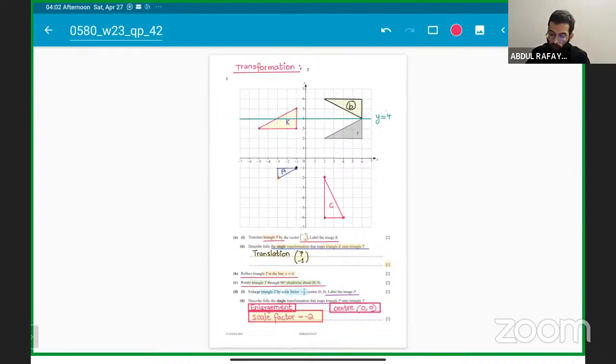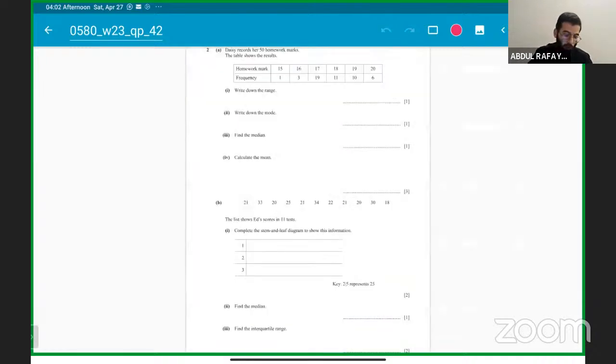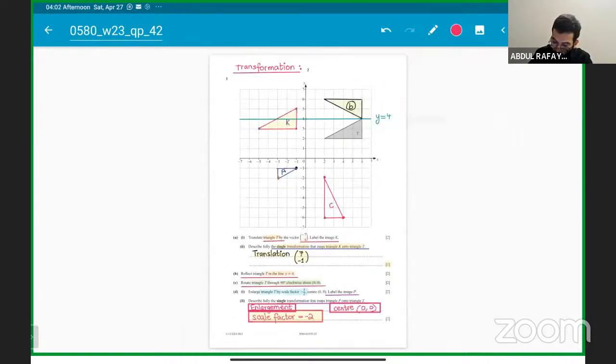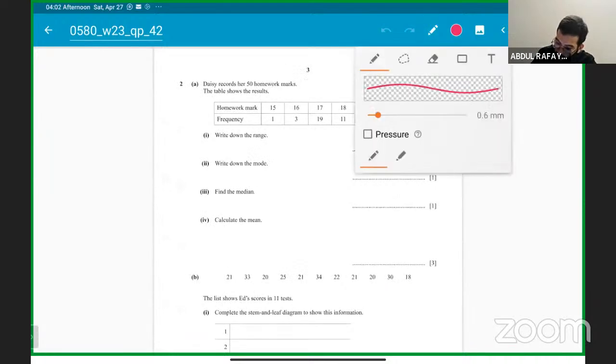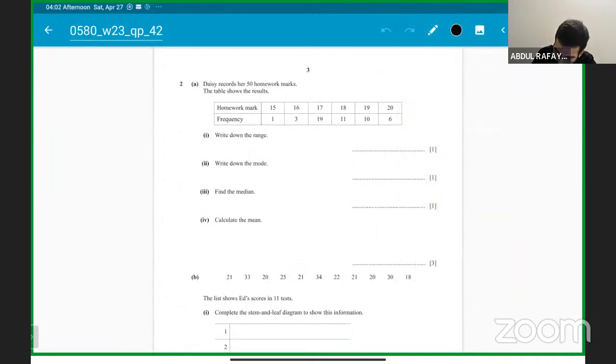So this is clear. Okay, question number 1 is done. Moving forward, question number 2. Make sure to take a screenshot as well if anyone wants to. Question number 2 is basically being tested on statistics. So let's do the statistics question now.